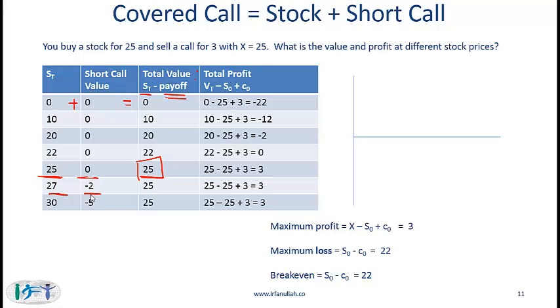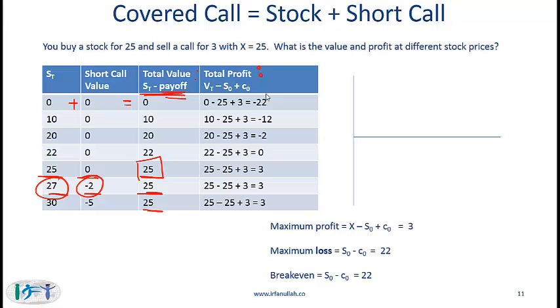The payoff for the long is 2. The payoff for the short is -2. So the way this is expressed, we say 27 minus 2. Here the payoff is the payoff for the long. That's why we have a minus sign. And the total value then is 25. So notice that the total value is capped at 25.